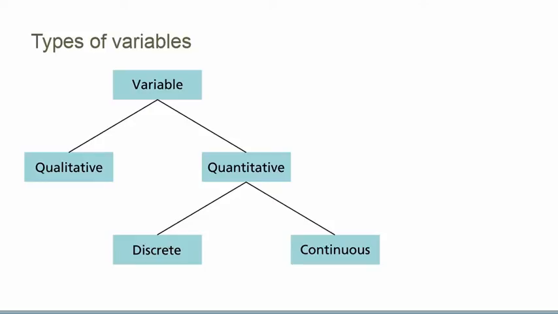Types of variables. We start with our variable, and it can be qualitative, which is a label, or quantitative, which is a number. Quantitative variables can either be discrete, where they're easily counted and easily defined, or continuous, where you have a range of numbers defining our variable.